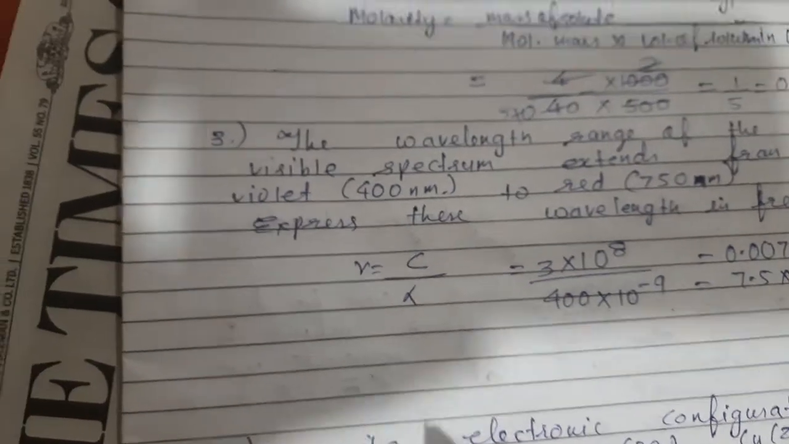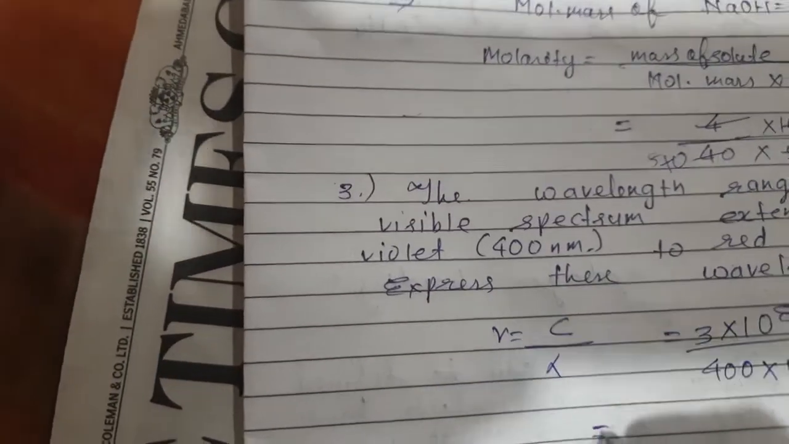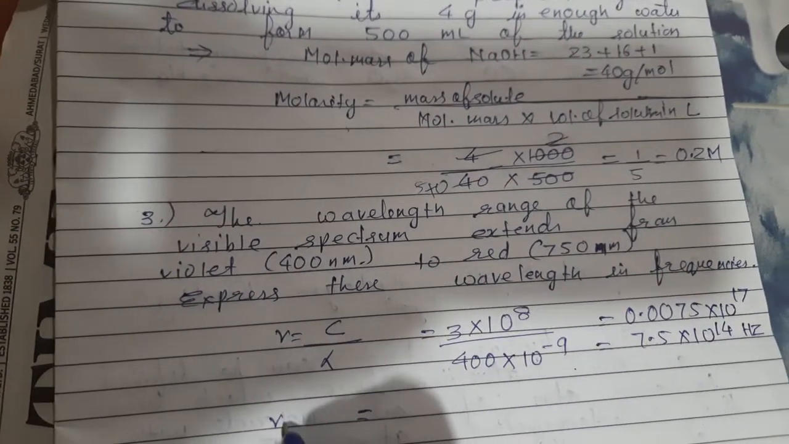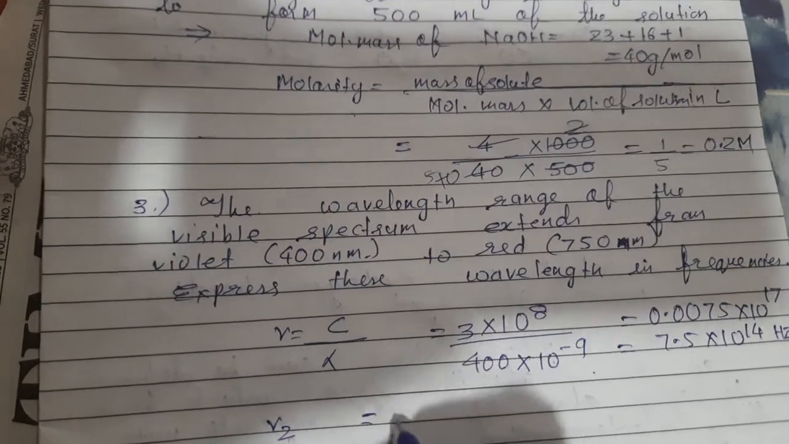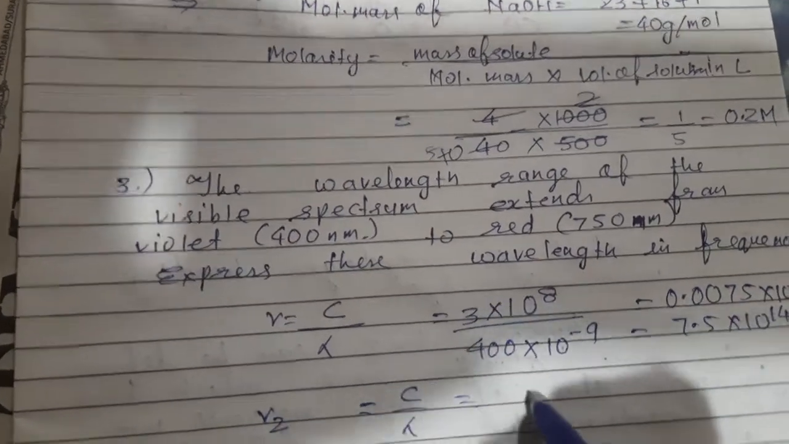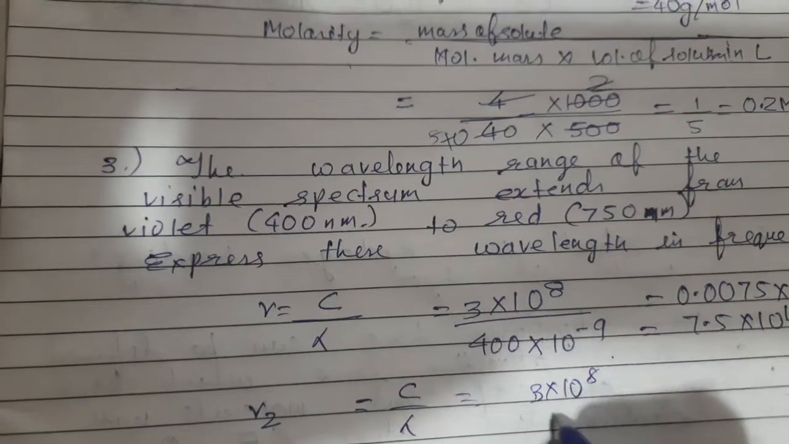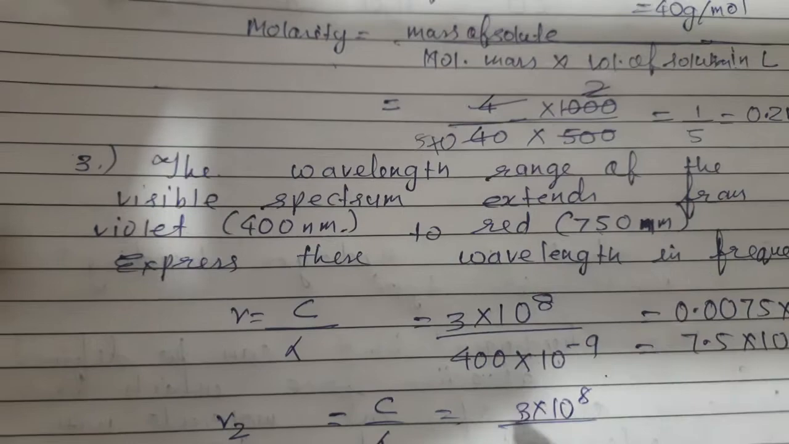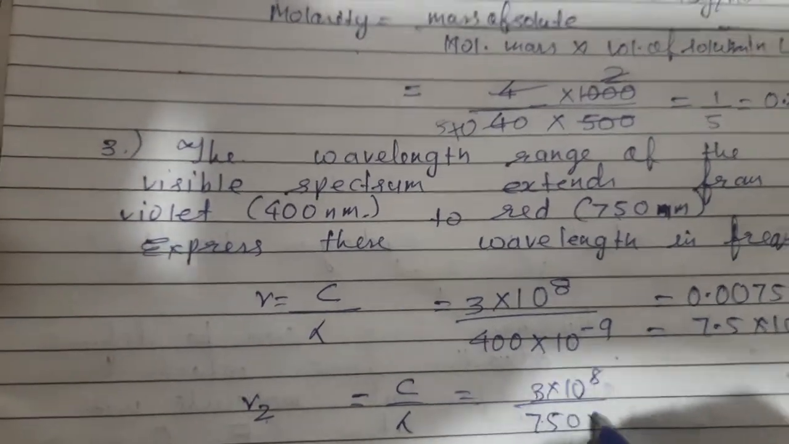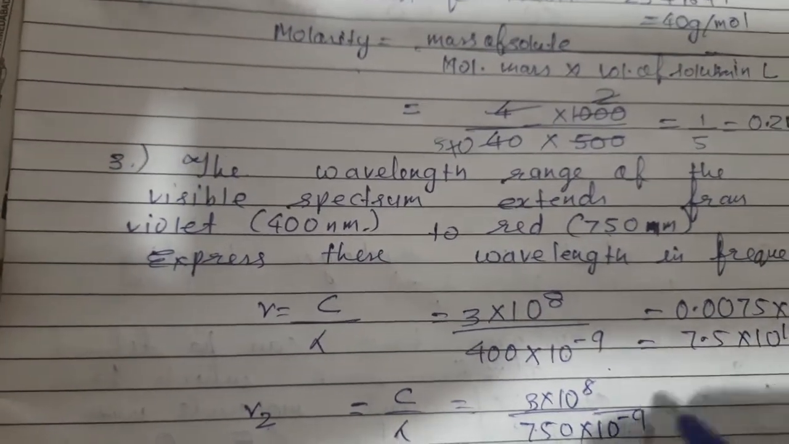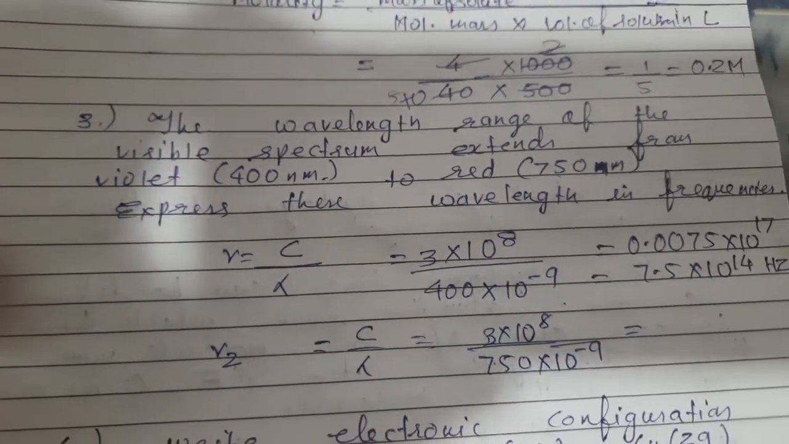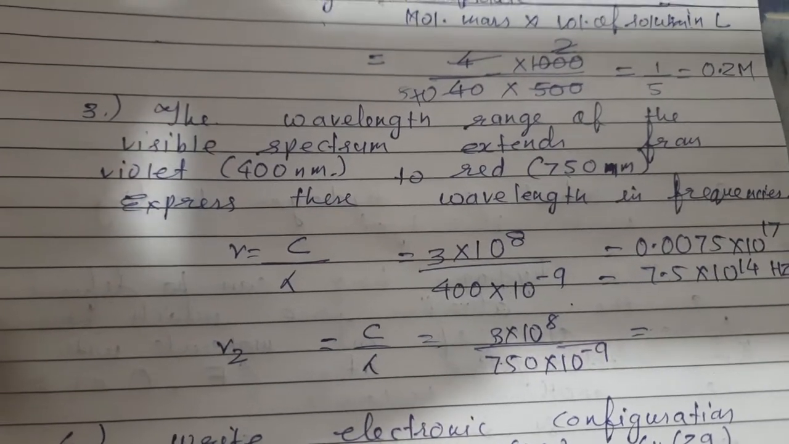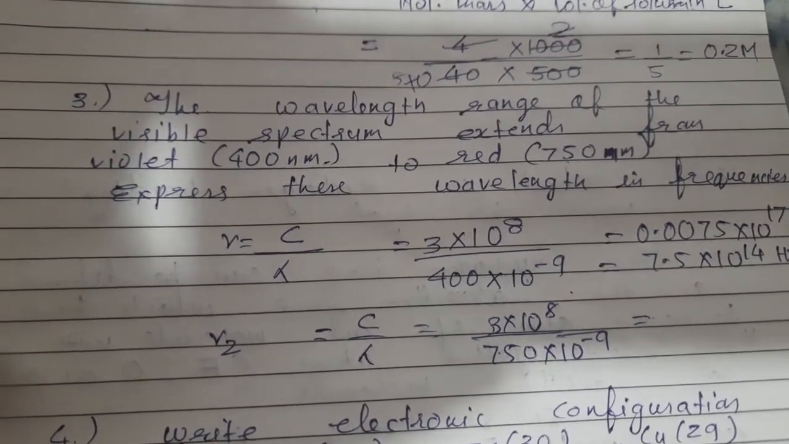Second lambda we will find out. Same formula we will use. Second wavelength, second frequency, nu 2 is equal to c by lambda. So c is again 3 into 10 raised to power 8 divided by second wavelength, which is 750 nanometer. So we will write here 750 into 10 raised to power minus 9. Again 3 divided by 750. Let me do 3 divided by 750. It is 0.004.